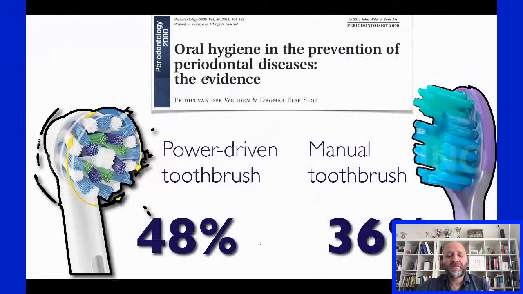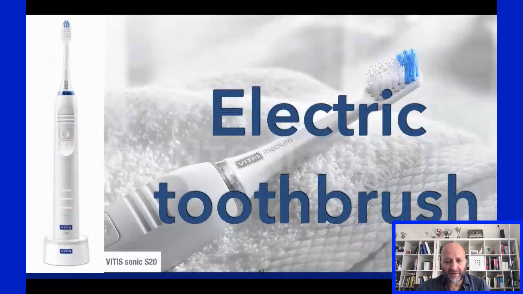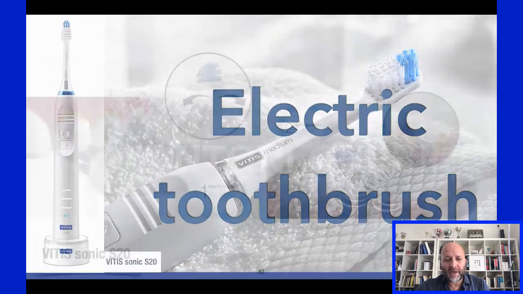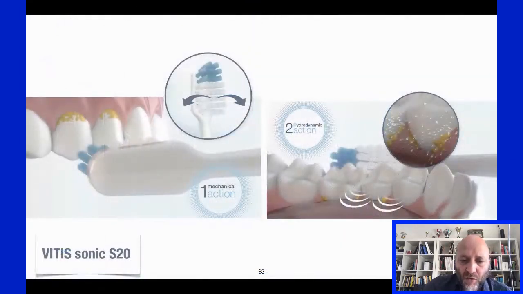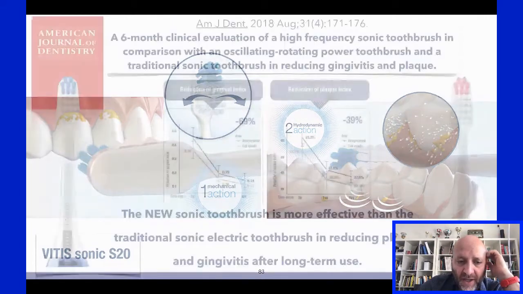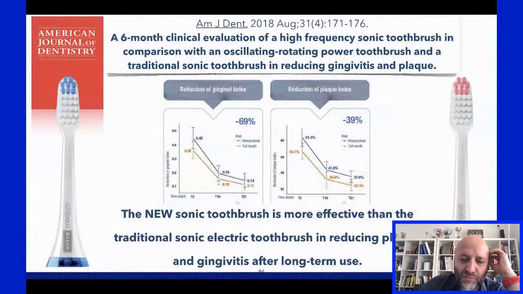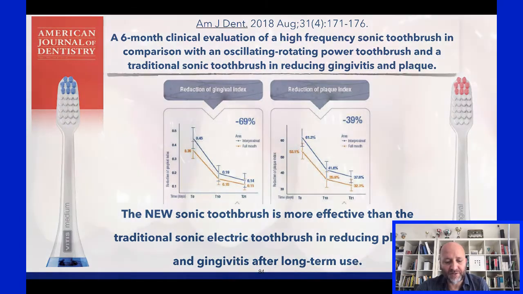About the difference between the power-driven toothbrush and manual toothbrush, we know that the power-driven toothbrush is more effective, 48% against 36%. And about the electric toothbrush, we have new devices. We have two actions, a mechanical action and a hydrodynamic action, and probably with the new sonic toothbrush we can have more efficacy in reducing the plaque and the gingivitis after long-term use.